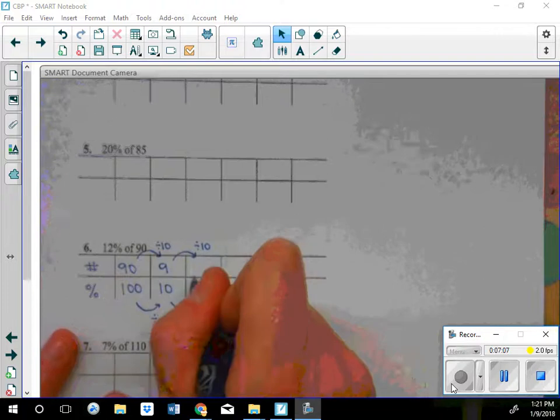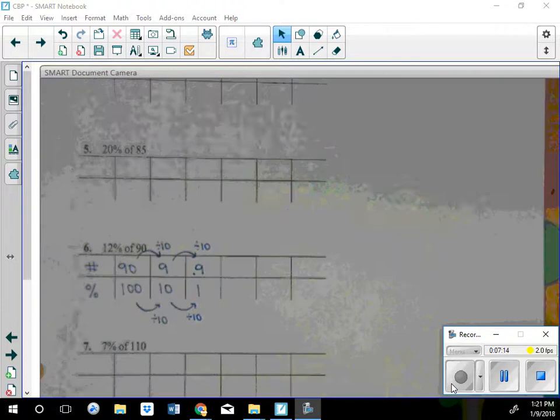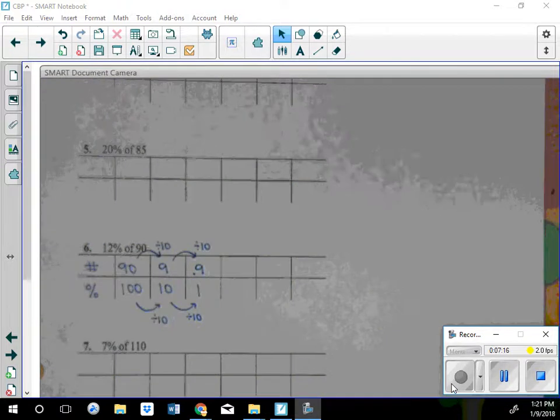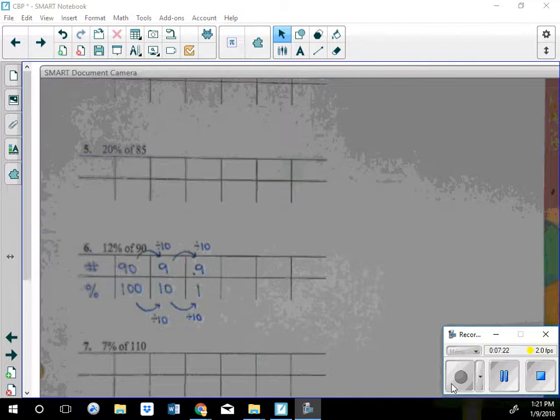9/10. I like that you're using your place value words. So notice how we just kept shifting our numbers to the right. It went from 90 to 9 to 9/10. If we divided by 10 again, we would have 9/100. All right, from there, how do you guys think we could get to 12%?